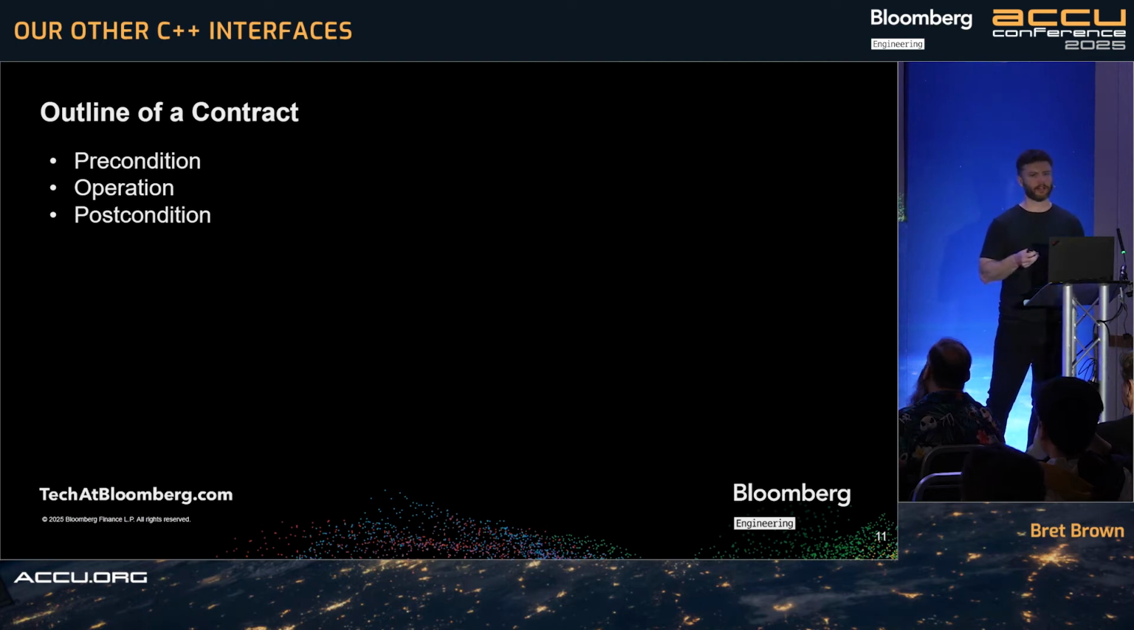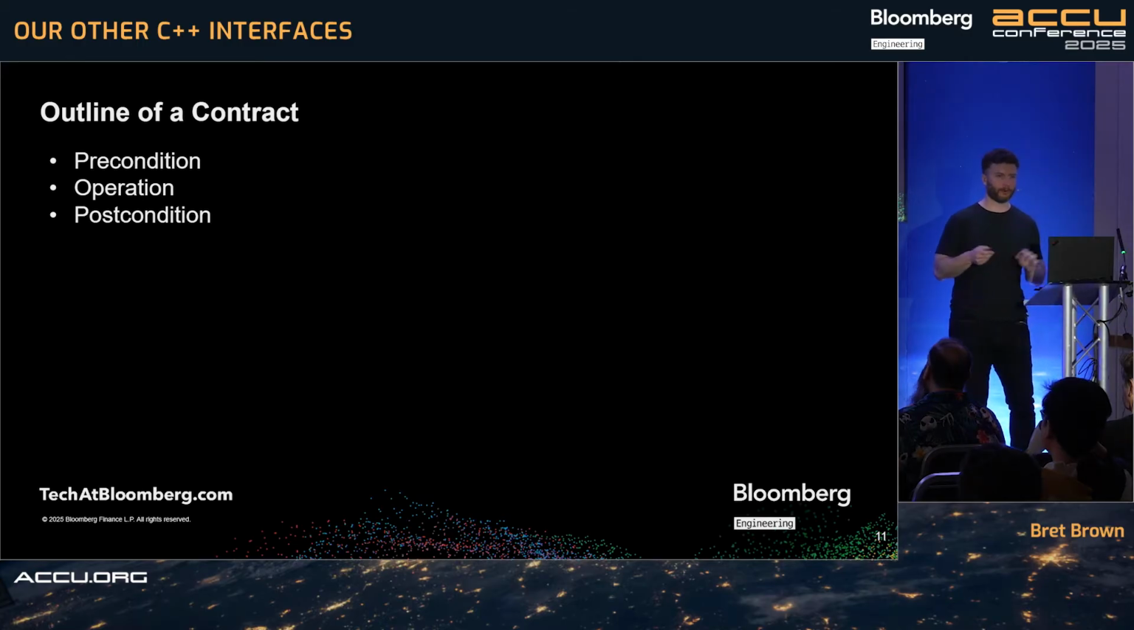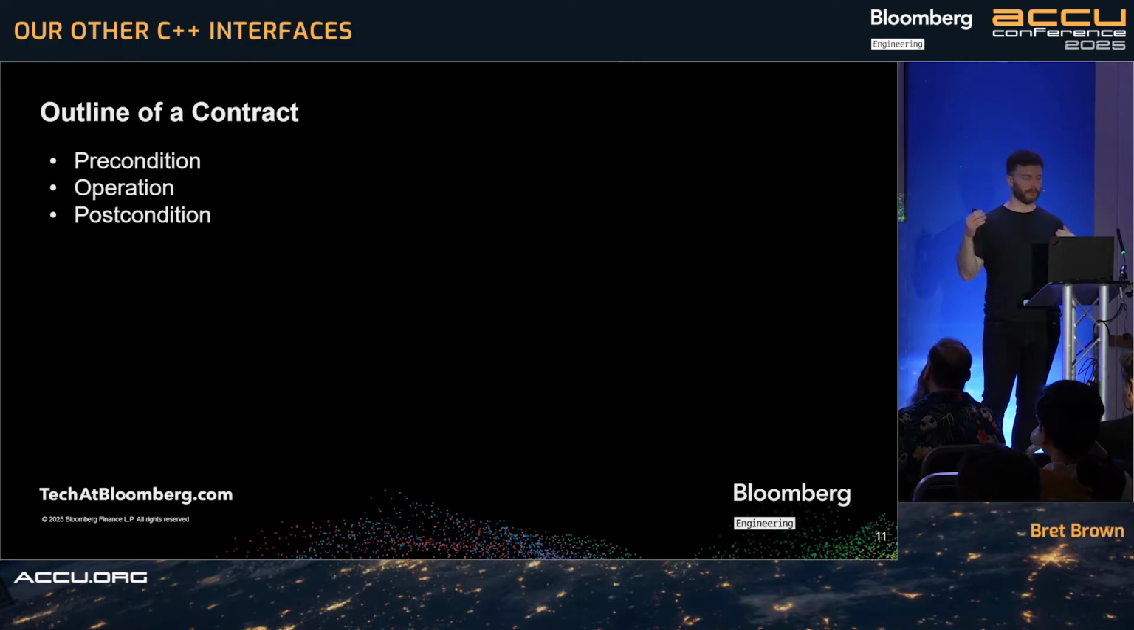Let's talk the outline of a contract. So this is a very rough crash course design by contract discussion, just so we're all on the same page. I'm sure someone can give a much better version than I can. But for the purposes of this talk, we're just talking about the basic outline. So you have some sort of a precondition. These are the givens when you're about to do something.